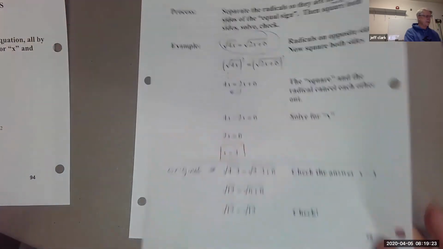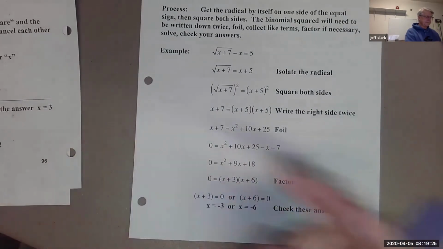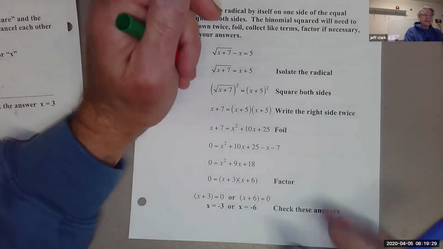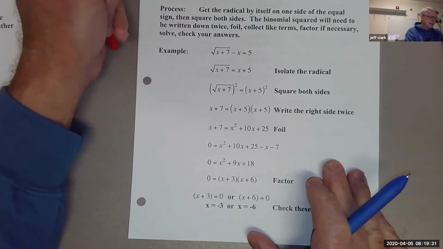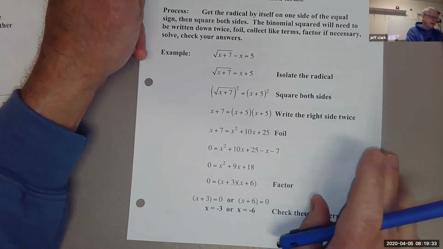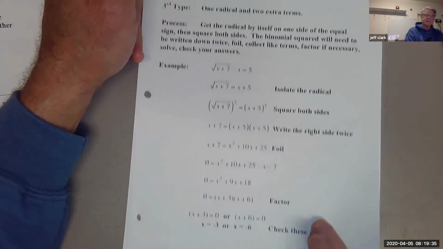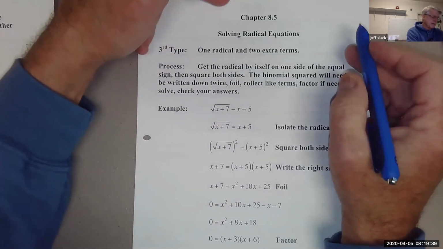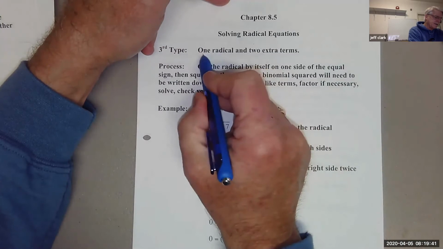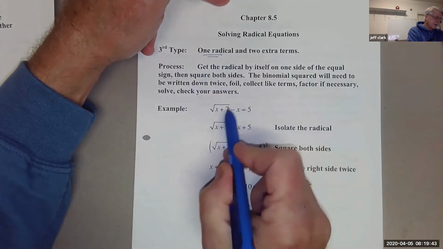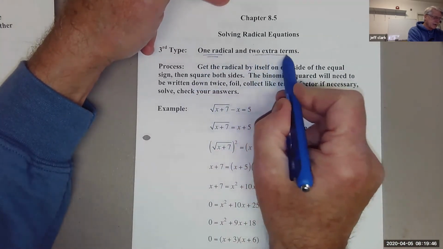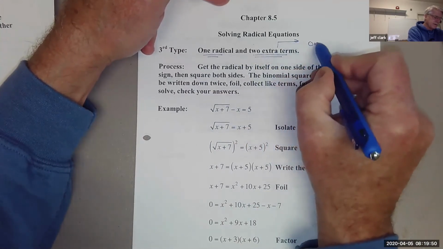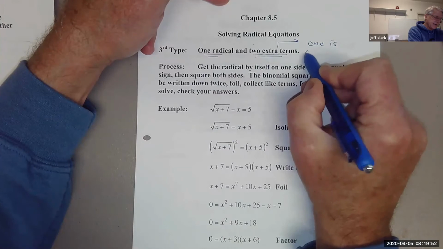Okay, let's do a couple of these. Actually, that's the one I wanted you to do. And then a third type. Now this is a little bit more difficult. Third type, a little bit more difficult. You got radical 1. See, like one radical, and you got 2 extra terms, and one of them's a variable. 2 extra terms, 1 is a variable.